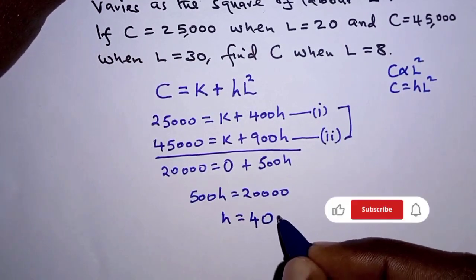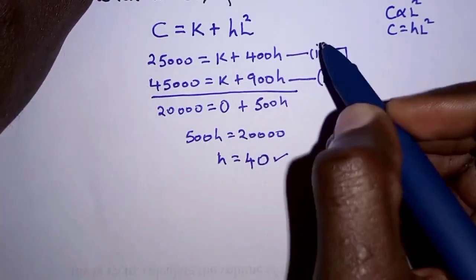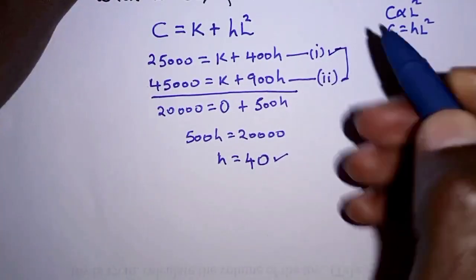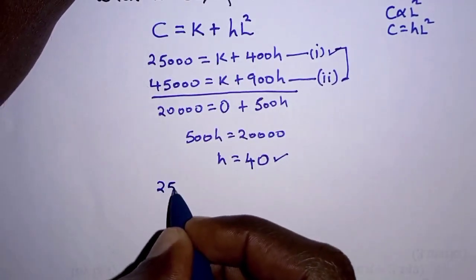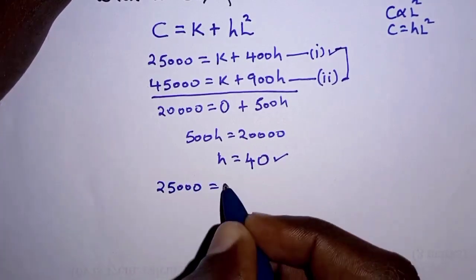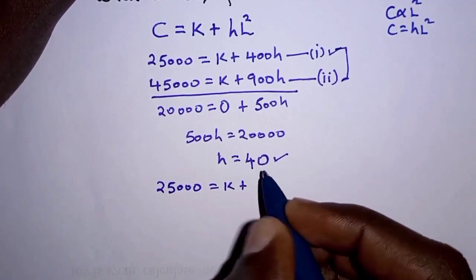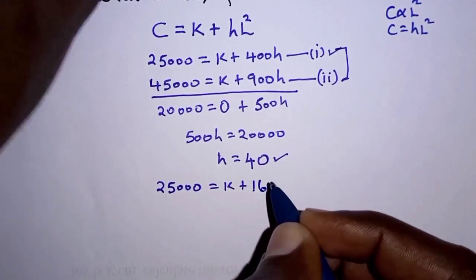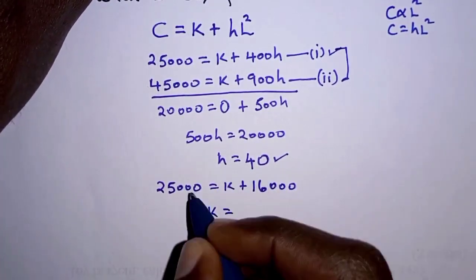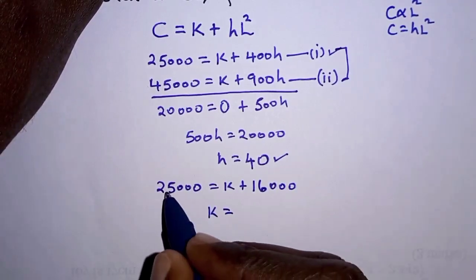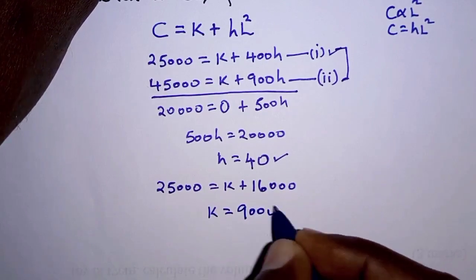So if H is 40, we can also determine the value of K, and I'm going to apply the first equation here to determine the value of K. So we are going to say 25,000 is equal to K plus 400 times H. H is 40. That should give us 16,000. Well, K becomes, so we'll take 16,000 to the left hand side. That means we subtract 25,000 minus 16,000, and that is 9,000.